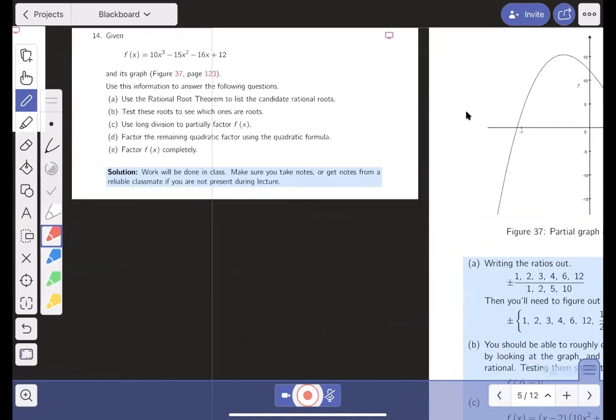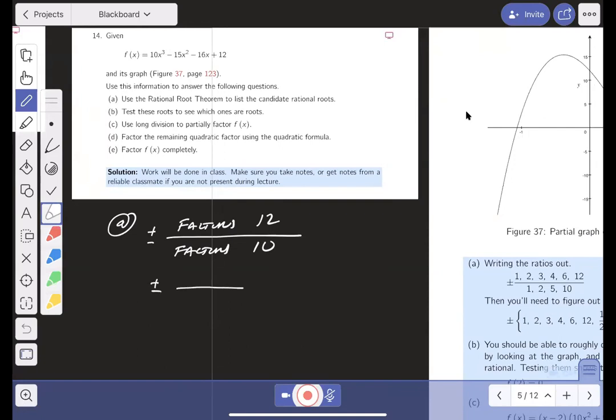Use the rational root theorem. Now, this is where someone said, I don't even remember you talking about this. And that's where you need to listen and study that. All right. So A is going to be easy to write down, for me anyway, because I actually listen to myself talk. So I'm going to say plus or minus the factors of 12 divided by the factors of 10. All right, let's write it down.